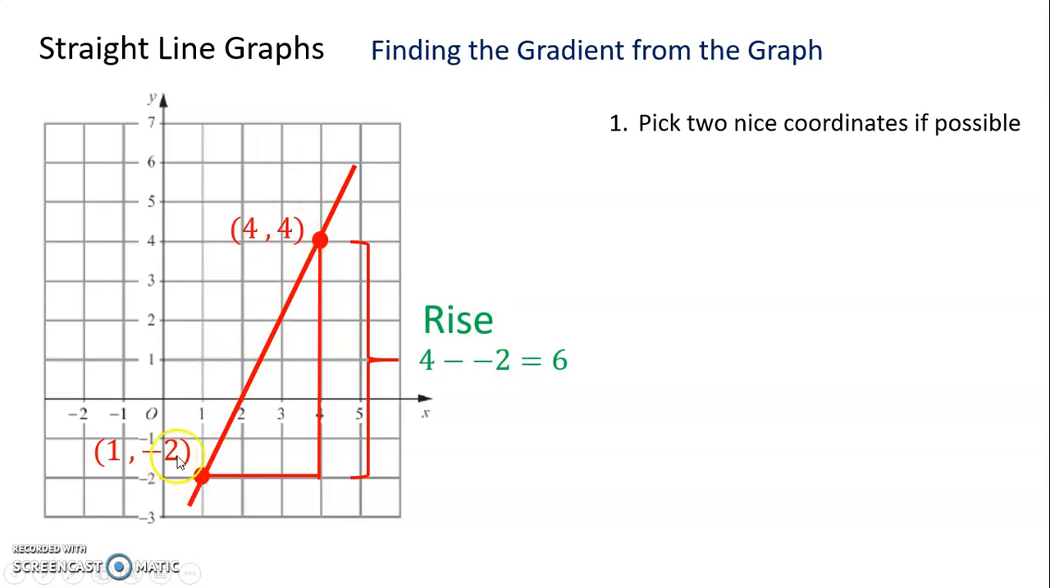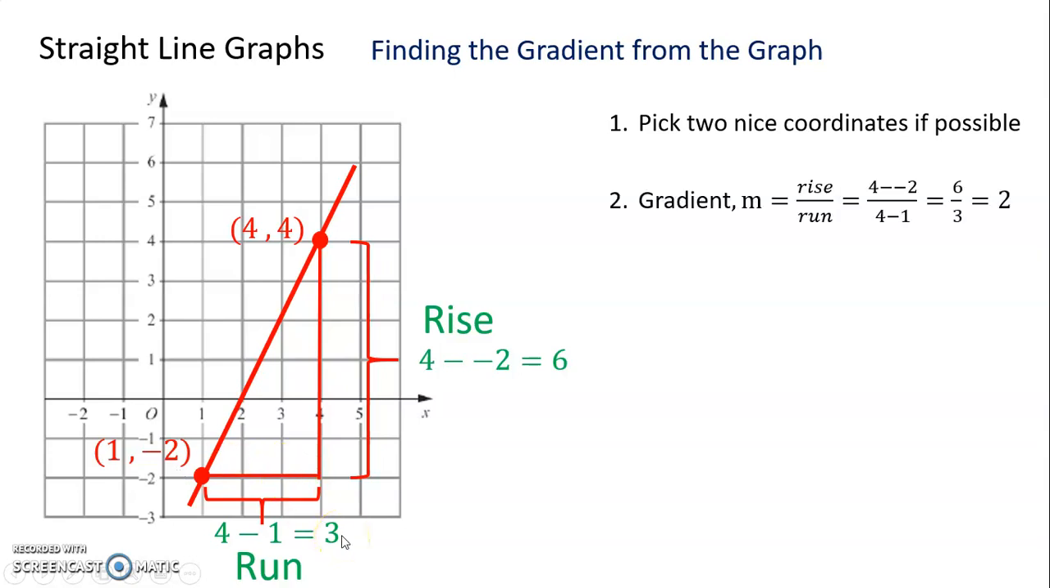So this one is negative this time, so that's going to be 4 subtract negative 2. And subtracting a negative is the same as adding a positive. So 4 add 2 will give me 6. And then the run is going to be the difference between the 2 x coordinates. So 4 subtract 1, which is 3. So when I'm doing my calculation, the gradient m is the rise over the run, which is 6 over 3, 6 divided by 3, which is 2. And to just go back and check, that's 1 along, up 1, 2.